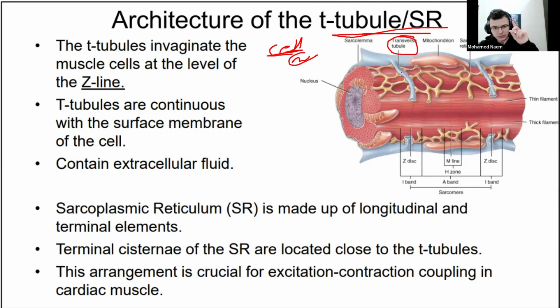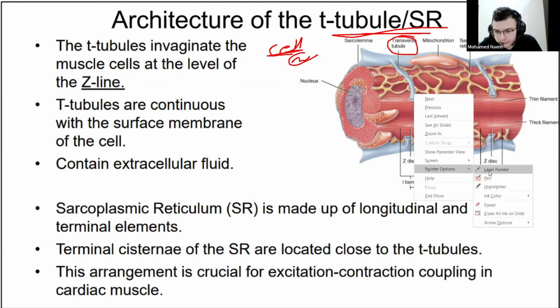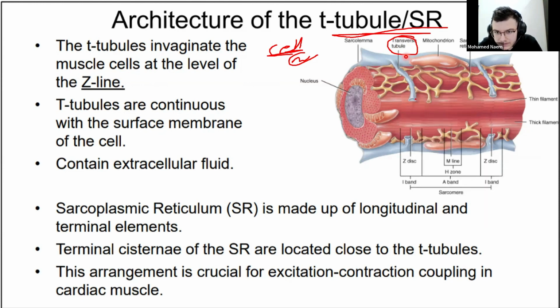So the first thing that you need to know about the transverse tubule, or the T tubule, is its location, where it goes. You need to know that it runs above the Z disc. Remember we said when we talked about the Z disc that it binds actin. Well, the T tubule literally runs over it. You see, this is the Z disc here, and this is the T tubule running over it. Okay, is this clear? This should be clear.